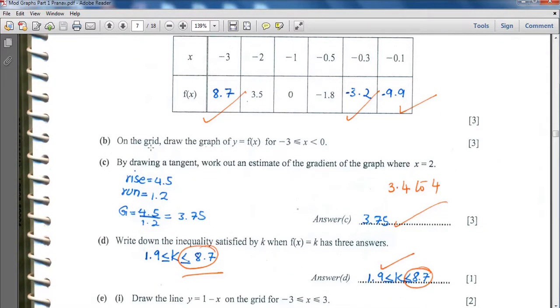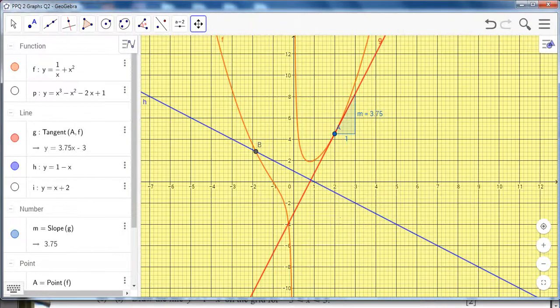Now looking at part B of the question, it says on the grid, draw the graph of y is equal to f(x), which we've already done. So this entire function is complete on the graph. By drawing a tangent, work out an estimate of the gradient of the graph where x is equal to 2. So x is equal to 2 would entail this point A. As you can see, this red color line is the tangent which has been drawn to the curve in order to estimate the gradient of the curve.